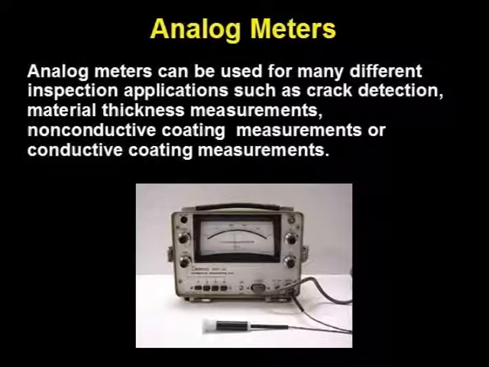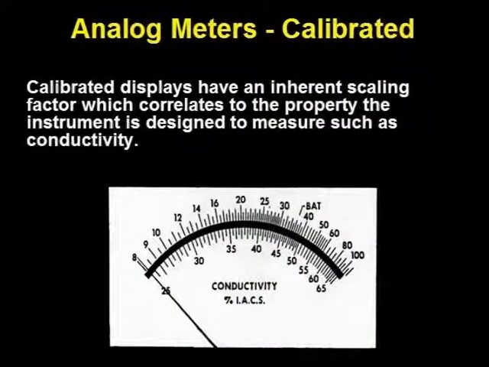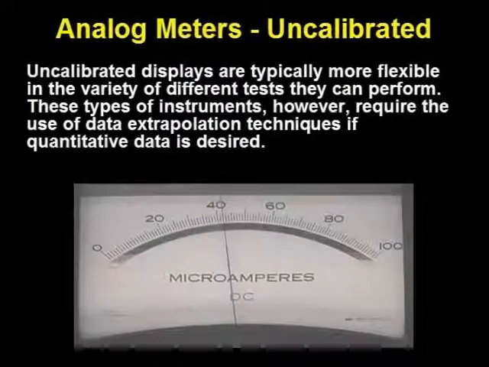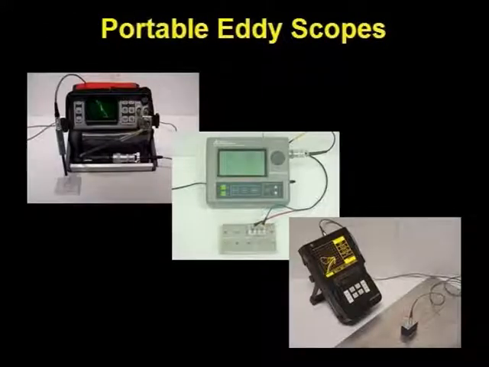More training is required for the proper use of this equipment compared to equipment which displays both the resistance and inductance of the coil. Some meters are specifically designed and calibrated for a specific function, such as measuring conductivity. Simple meters without special purpose scales can perform more tests, but require reference standards and data extrapolation techniques to obtain quantitative data. Many eddy current instruments are battery powered and easily portable.